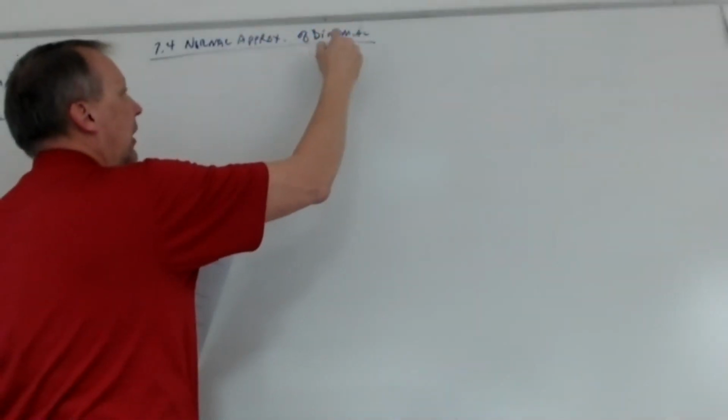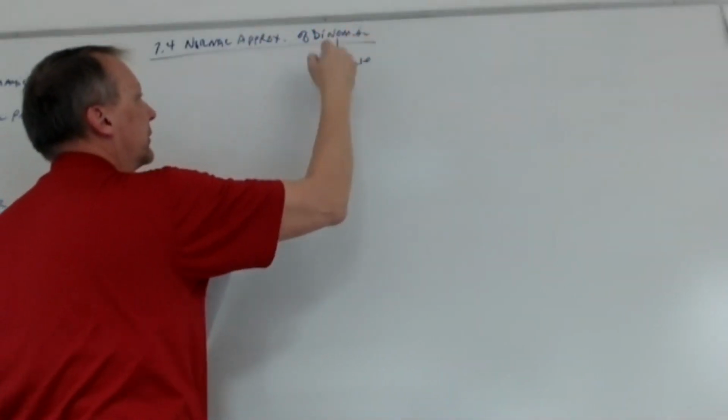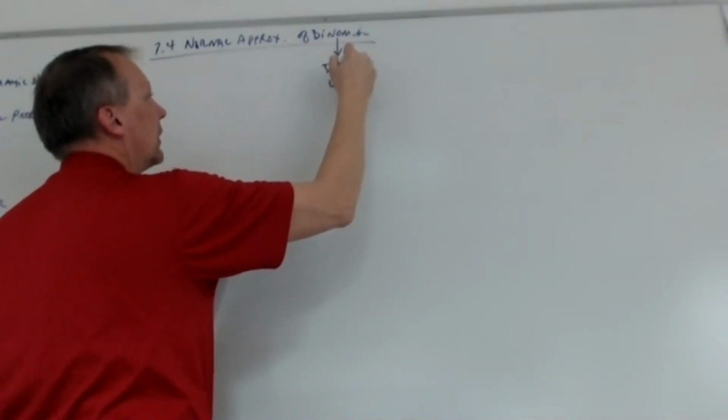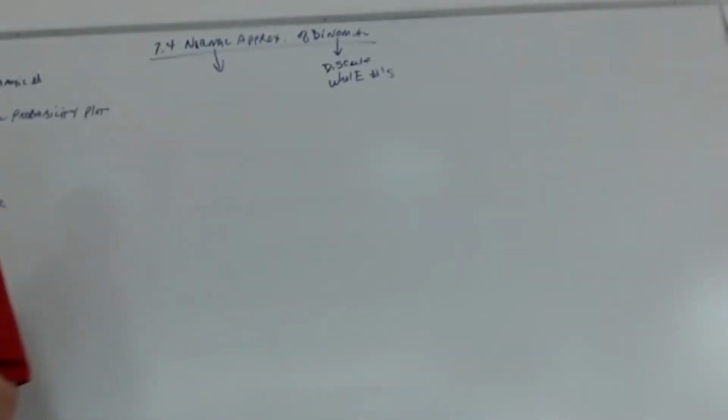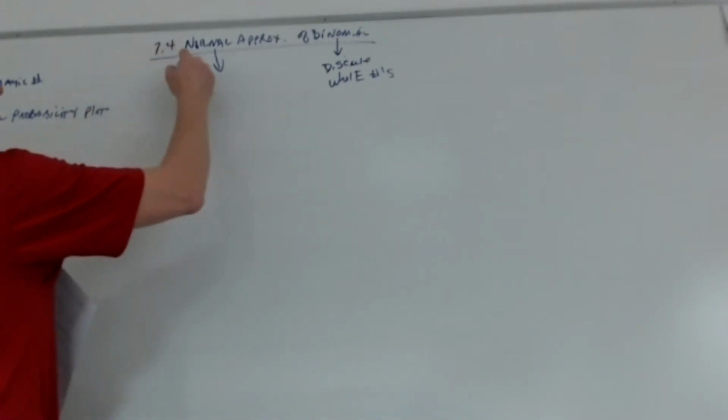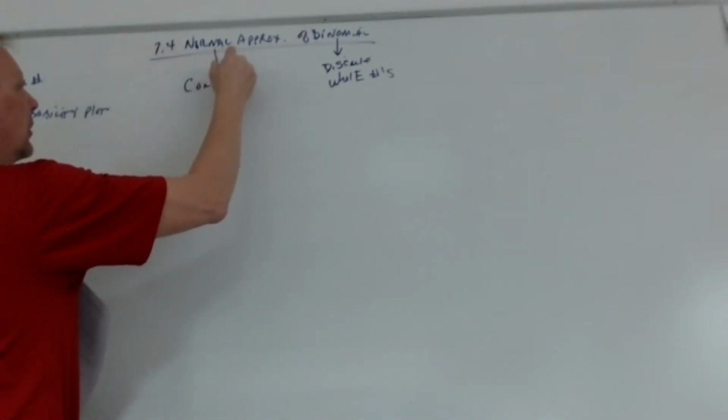So what we're going to do, now let's think about the binomial. What kind of a distribution is the binomial distribution? Is it discrete or continuous? Okay, the binomial is discrete. Discrete meaning whole numbers, right? Whole numbers. What is the normal? Discrete or continuous? Yeah, it's continuous. Okay?